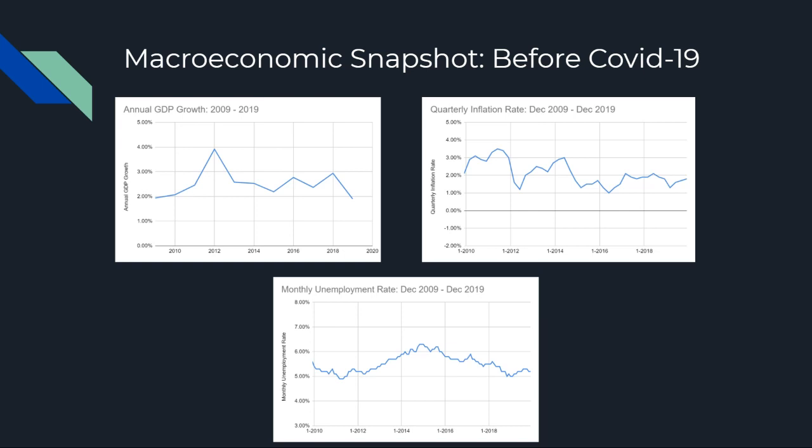From 2009 to 2019, Australia's GDP grew at an average rate of about 2.5% annually. In the same period, inflation rate stayed in the range of 1 to 3.5%, while unemployment rates hovered between 5 and 6%.